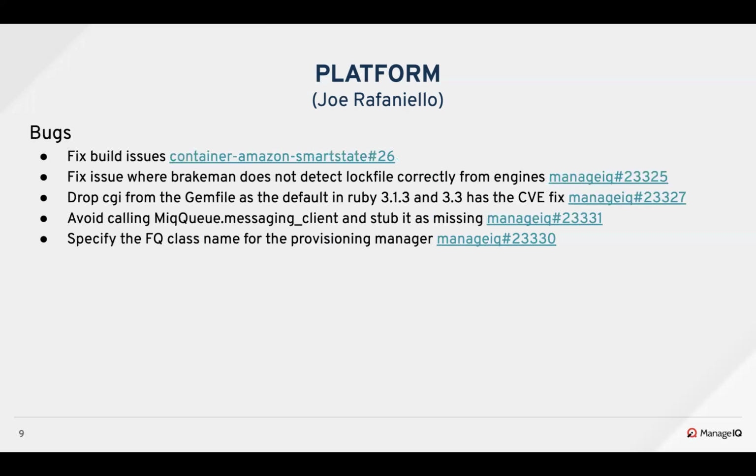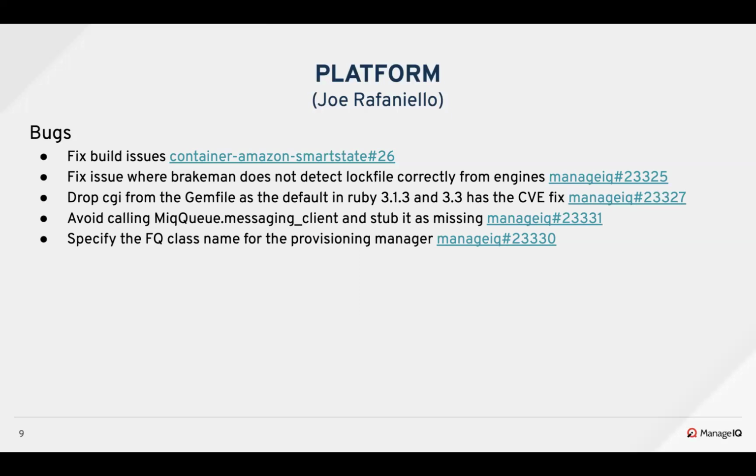For bugs this sprint, Brandon fixed the build issues in the Amazon Smart State container by upgrading to UBI 9 and Ruby 3.1. Jason fixed an issue with Brakeman not properly detecting the engine's lock file. Adam dropped the explicit CGI gem version from the gem file by imposing Ruby 3.1.3 as the minimum, since that has the CVE fix we're looking for.